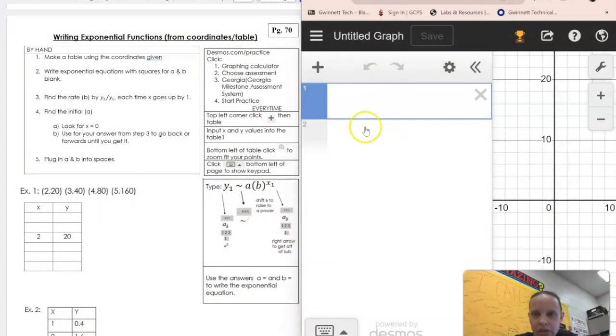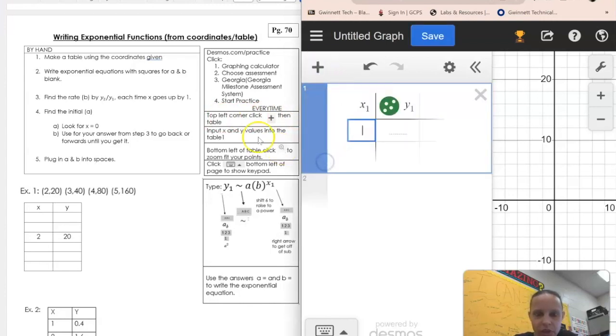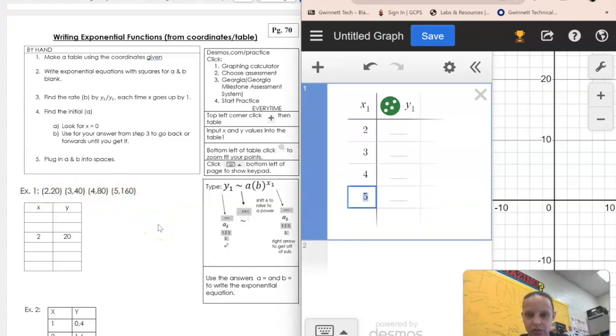All right, so using the calculator, after you open it, it says click the top left corner, plus, and then table. So here's the top left, plus, and then table. Input x and y values into the table. So I'm going to input my x and y values. So first one's x, second one is y. Don't use the ones you found, but the ones that are given in the problem. So I'm given 2, 3, 4, 5. So 2, enter, 3, enter, 4, enter, 5, enter. And then the y values are going to be 20, 40, 80, 160. 20, enter, 40, enter, 80, enter, 160. All right, so those are your values.